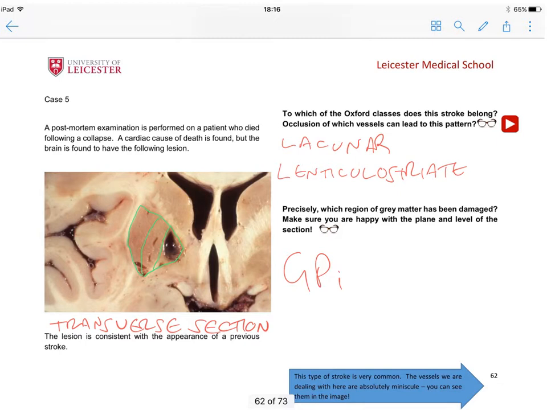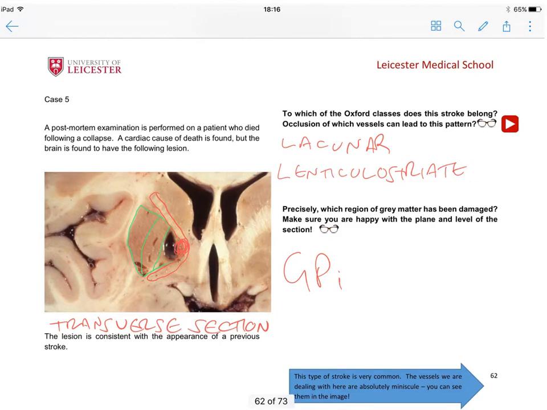And use a different colour to draw around the white matter. All right, so here's an important region of white matter. This is the internal capsule. And actually the infarct has extended into the internal capsule. So at around this region here, the infarct is on the boundary between the GPI and the internal capsule itself. And the infarct has occurred close to the genu of the internal capsule.